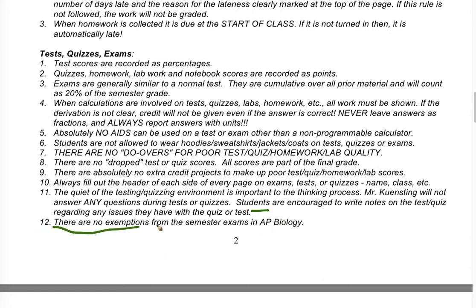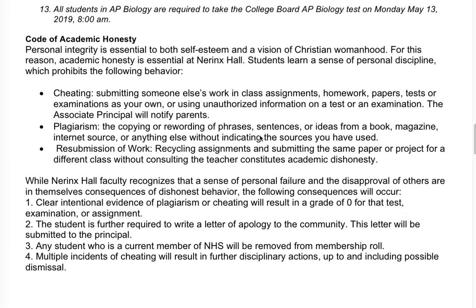Also, there are no exemptions from semester exams in AP Bio, so everybody has to take the exam in AP Bio for both semesters. And then all students in AP Bio are required to take the College Board AP Biology test. This 2019 school year, it was Monday, May 13th. It's always the second Monday of May, 8 o'clock in the morning. I can't be anywhere near the room because I would negate all of your scores.